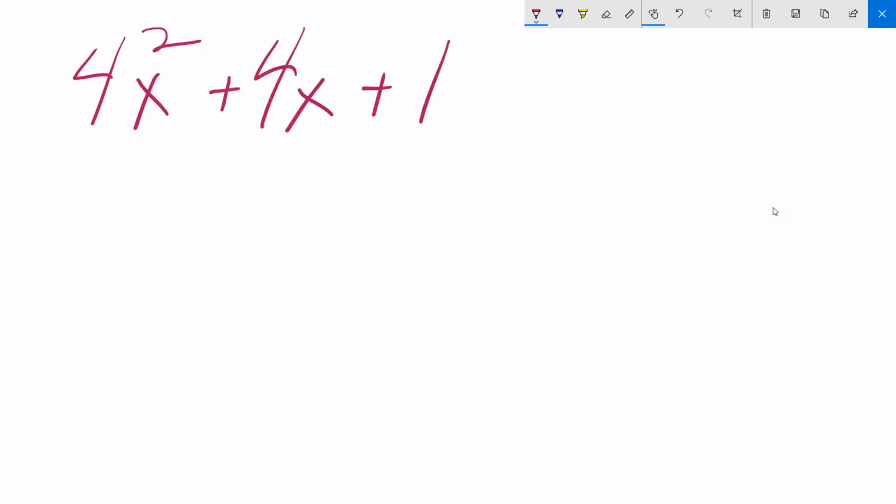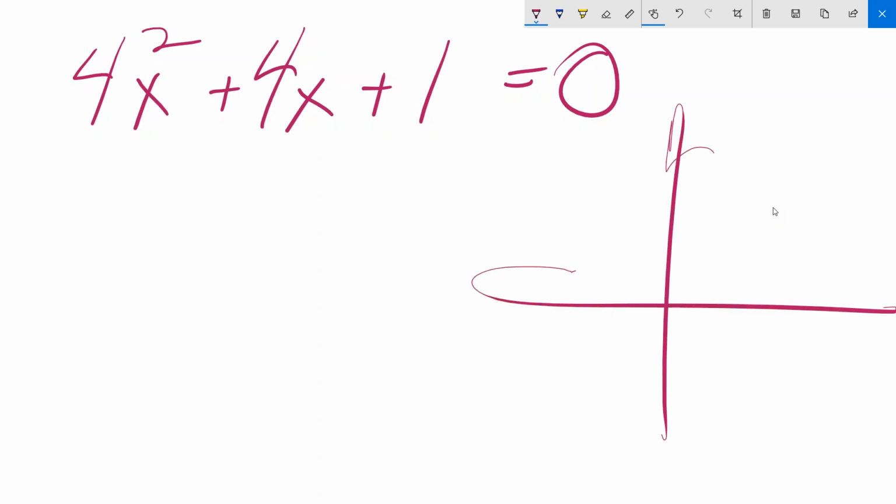4x squared plus 4x plus 1 equals 0. Again, I can do this two ways. I can put this function into my graphing calculator, and it's going to show me something like this, and I'll figure out what those two solutions are. So I can do it graphically, but you need to be able to do it algebraically also.